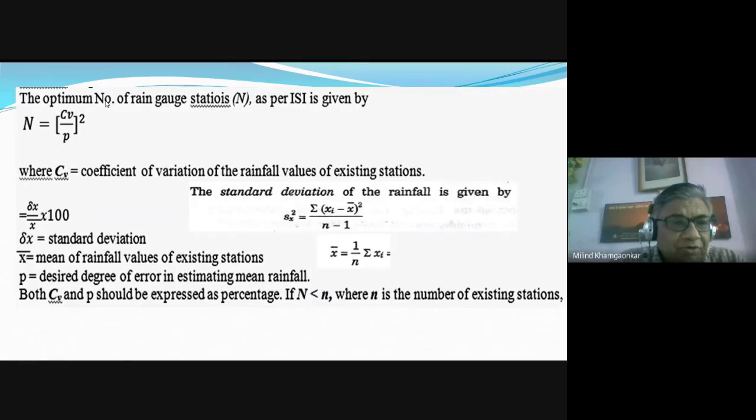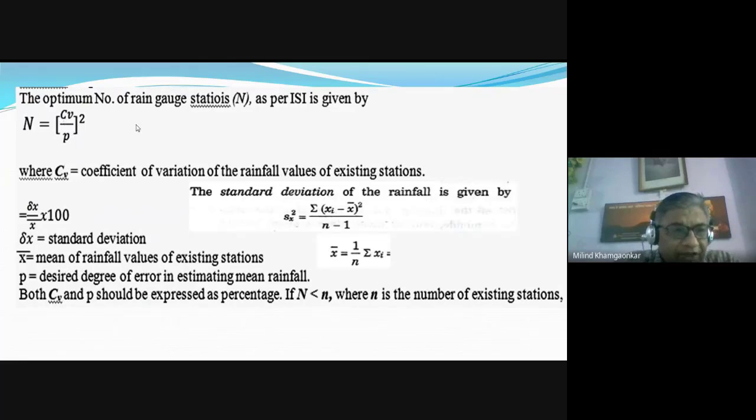The optimum number of rain gauge stations to be provided in a certain catchment area is given by the Indian Standard by this formula: N, that is the maximum number of rain gauge stations, is equal to the coefficient of variation divided by the percentage of error in observation of the rainfall permitted. This ratio, if it is squared, the square of this ratio will give you the maximum number of rain gauge stations that are provided in the catchment area.